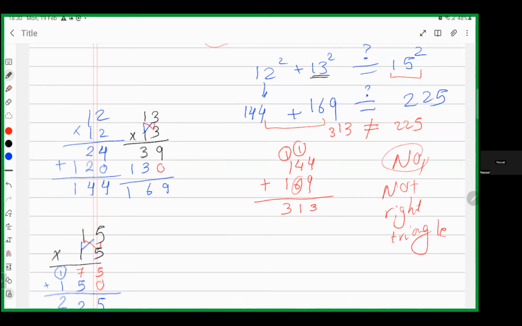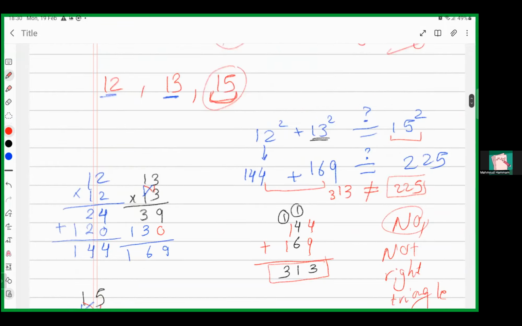Mister, can you do the 144 plus 169? Add 4 plus 9, Nasser. 4 plus 9 is 13. 3 and carry up 1. 1 plus 4 is 5, 5 plus 6 is 11. 1 and carry up 1. 1 plus 1 is 2, 2 plus 1 is 3. So if you notice here, Nasser, 313 is not the same as 225. So no, it is not a right triangle.